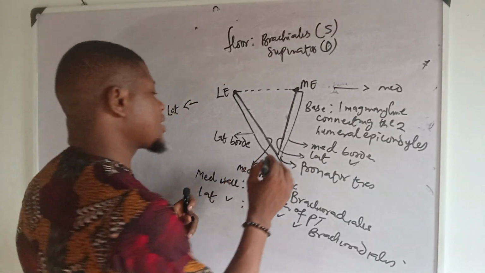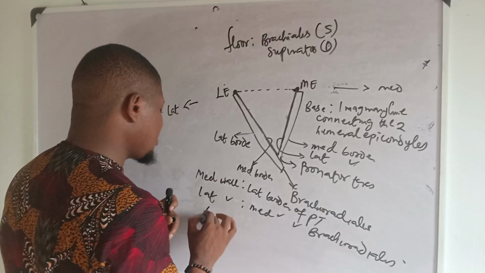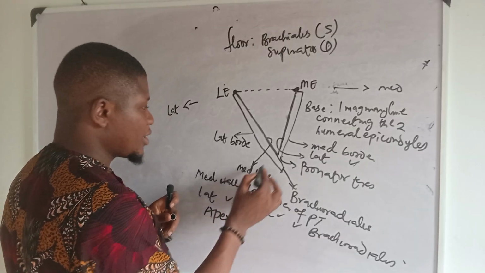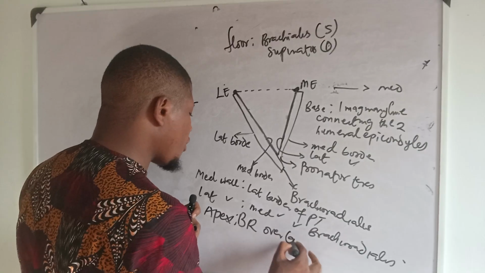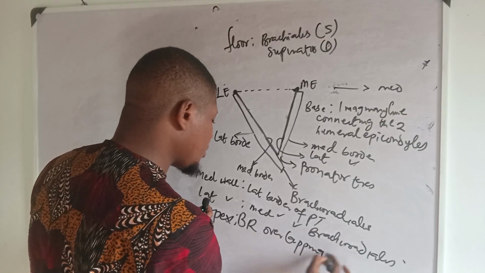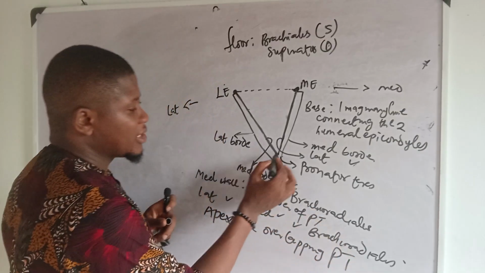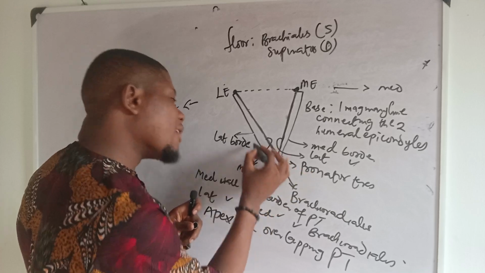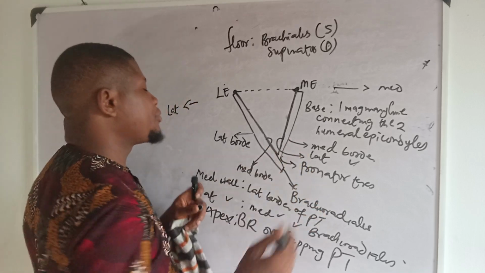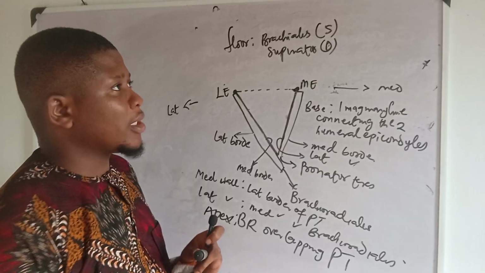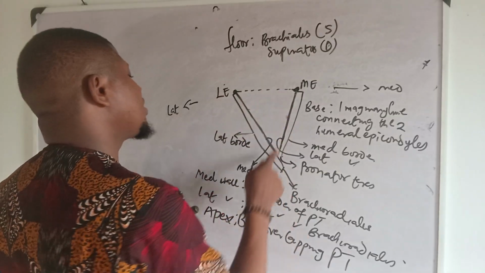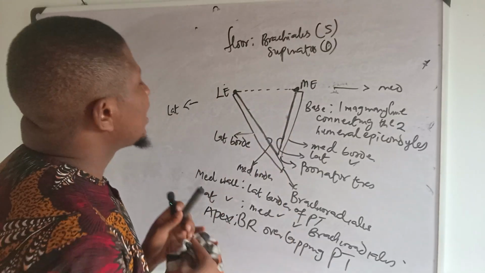So it's now remaining the apex. What forms the apex is brachioradialis overlapping pronator teres. Are you seeing this muscle, brachioradialis, overlapping pronator teres? Okay, I think we are done with the boundaries. We have talked about the base, the apex, and the two sides. Then the next thing is the content.